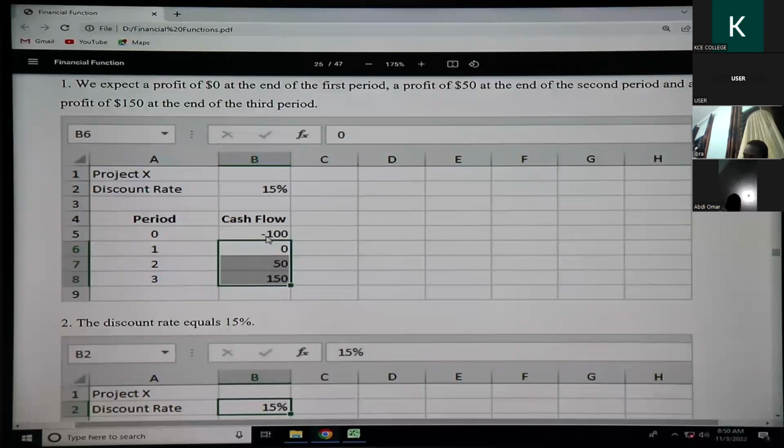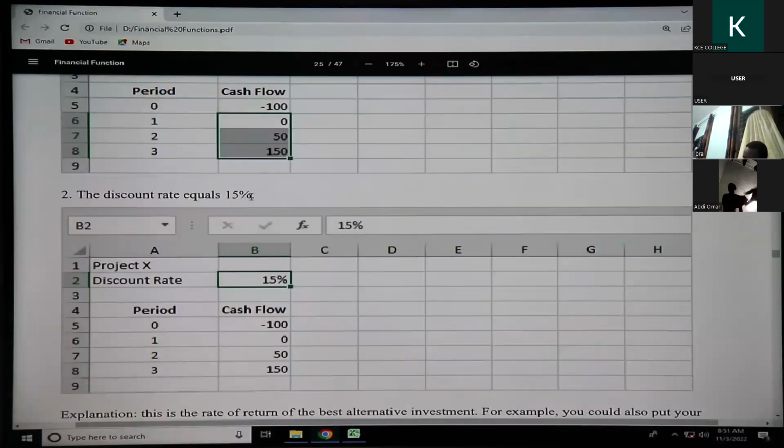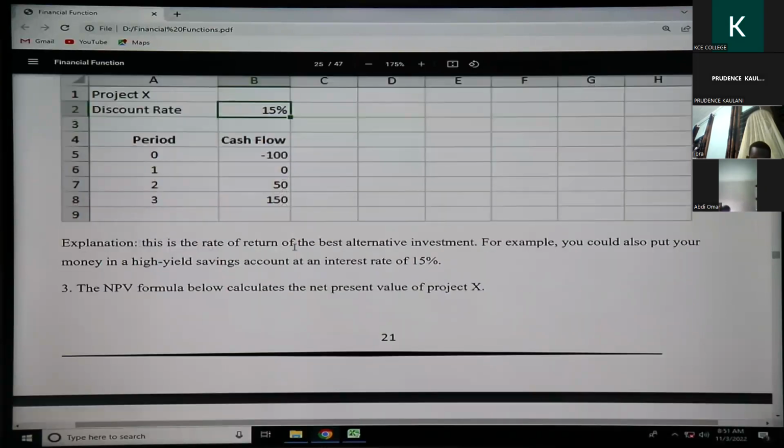But you see, the initial payment was $100. That is what was invested. The discounted rate is 15%, as we have seen here. The explanation is that this rate of return is the best alternative of investment. For example, you could also put your money in a high yield savings account at an interest rate of 15%. That 15% was actually the interest rate.